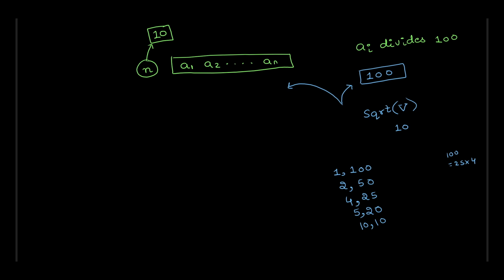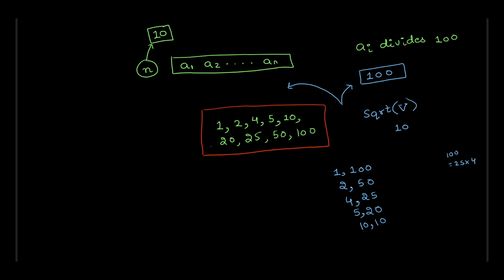So what are the unique divisors of 100? They are just 1, 2, 4, 5, 10, 20, 25, 50, and 100. This information might or might not be helpful, but I am just noting it down, and I will highlight it in a red box in case we need to come back to it.